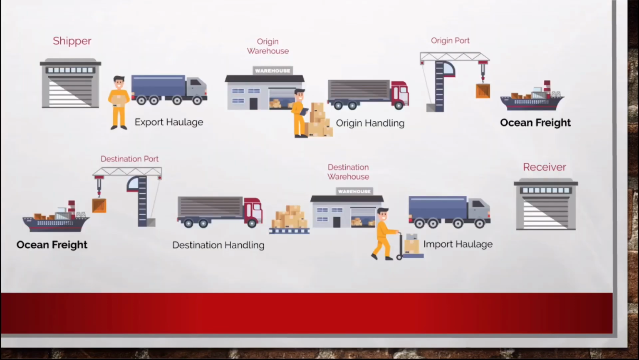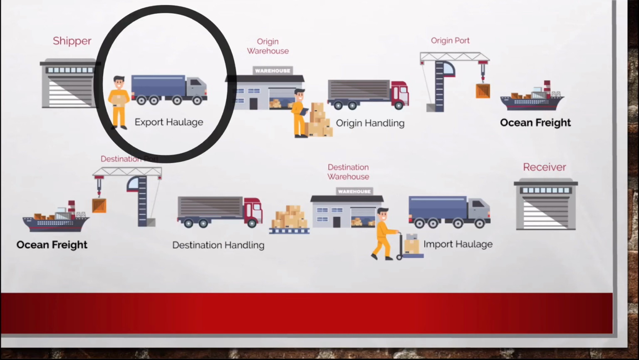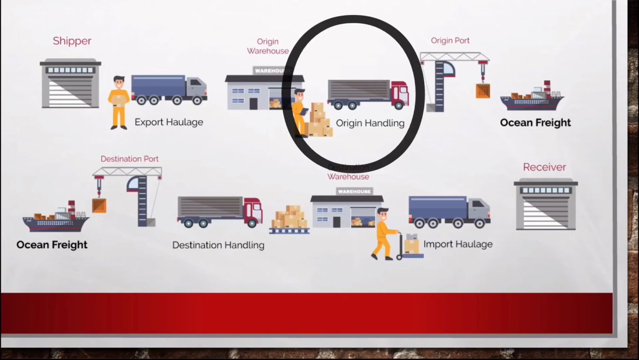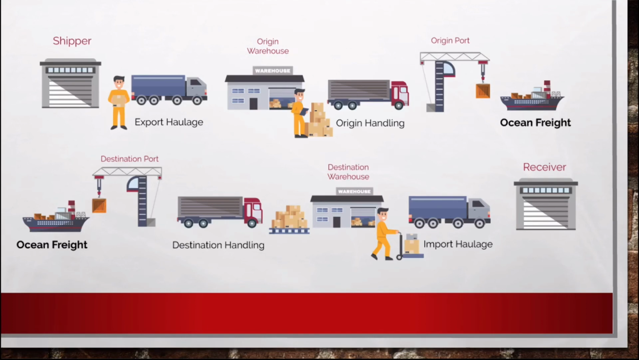To summarize the shipping process of ship transportation, the first step is export haulage, the transfer of goods from the shipper's premises to the origin warehouse. Next is origin handling. It starts with cargo receiving, where the cargo is unloaded from the truck and put in a staging area where it is counted and inspected. Next is the export customs clearance. It is the procedures and formalities that need to be followed to export goods.